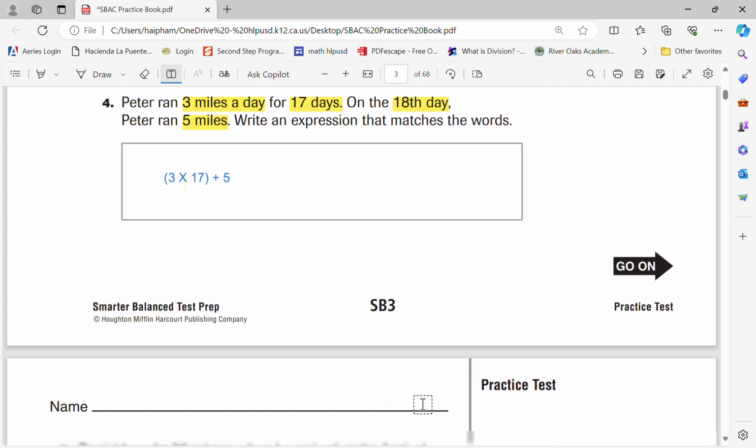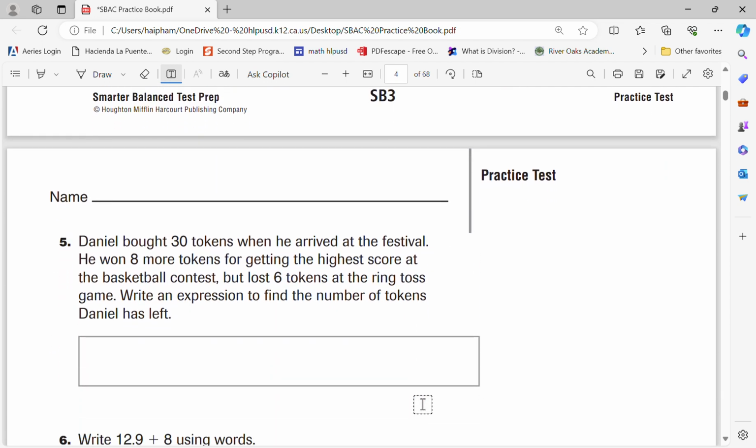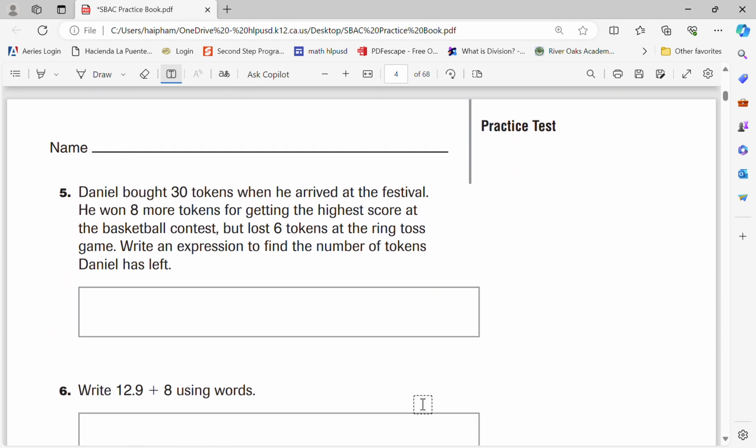Alright, let's go to the next page. Daniel bought 30 tokens when he arrived at the festival. He won 8 more tokens for getting the highest score at the basketball contest, but lost 6 tokens at the ring toss game. Write an expression to find the number of tokens Daniel has left. There's a lot of important words here for you to think about. We have Daniel. He started off with 30 tokens as he arrived to the festival. He won 8 more tokens for getting the highest score at his basketball contest. But then he loses 6 tokens at a ring toss game.